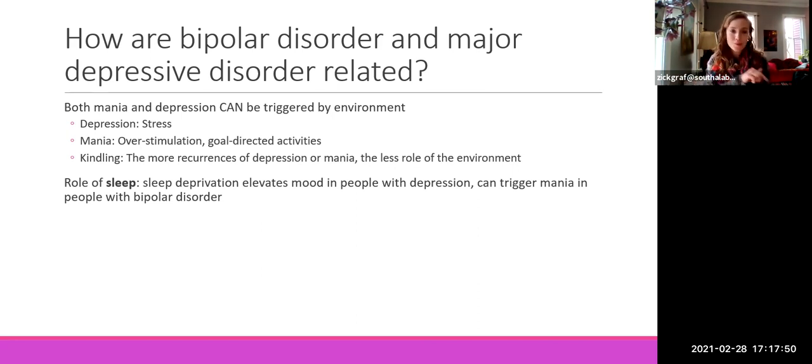But when someone is depressed, depriving them of sleep elevates their mood. It can actually help someone get back to a euthymic mood state, but only temporarily. As soon as they sleep again, they go back to being depressed. In someone who's vulnerable to mania, sleep deprivation can actually trigger mania in someone with bipolar disorder. So we know that when someone has the biological predisposition to mania, depriving them of sleep can trigger a manic episode.